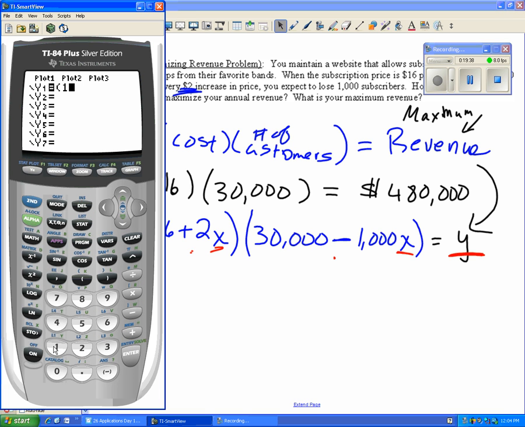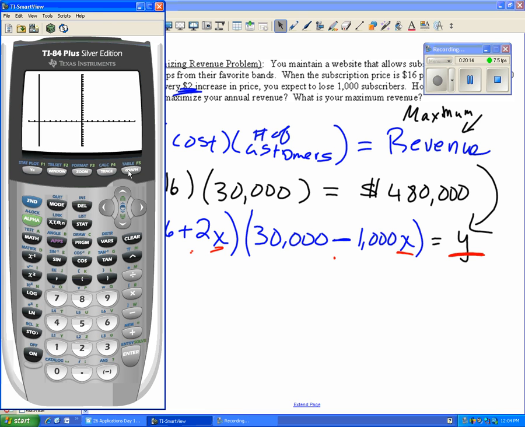I have my cost, which is $16 plus $2 for every increment I increase, and that's going to be multiplied by my number of customers, which is 30,000 minus 1,000 for every increment, which is my X. Okay, so that's my first equation: 16 plus 2x times 30,000 minus 1,000x. If I graph this right now, I'm going to get very little because my window is way too small.